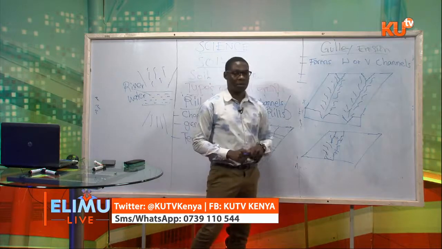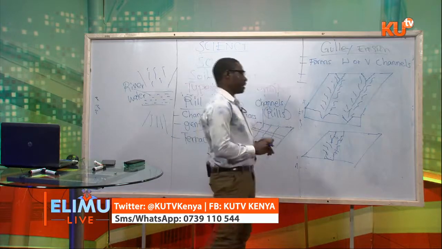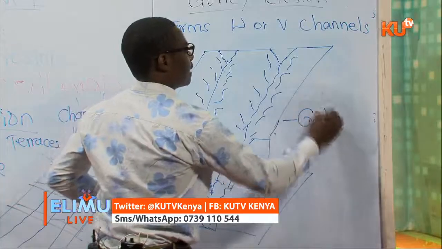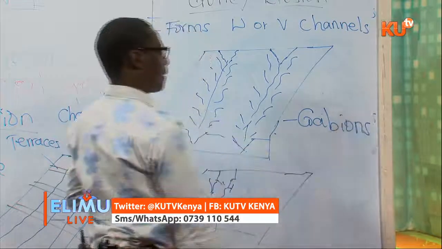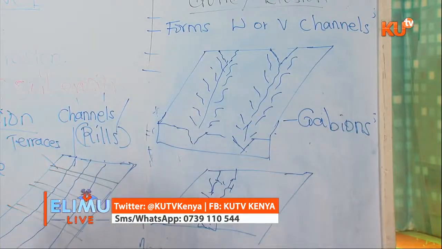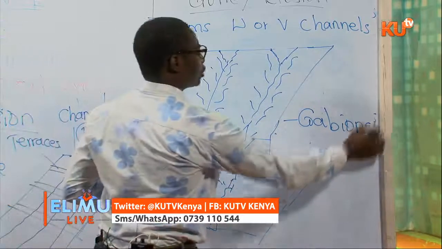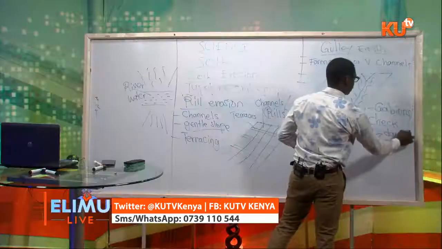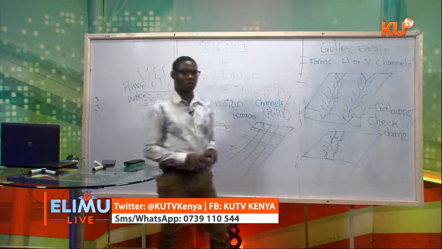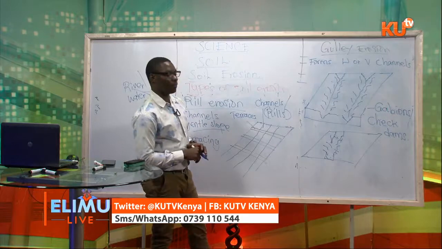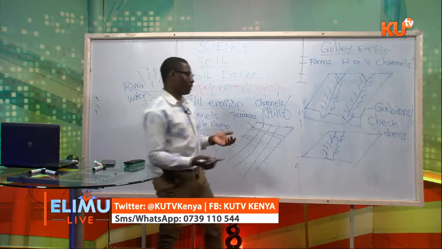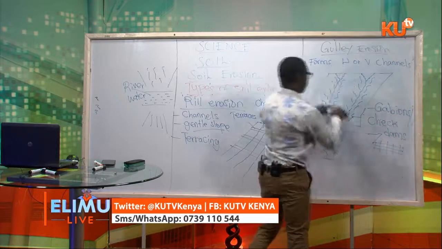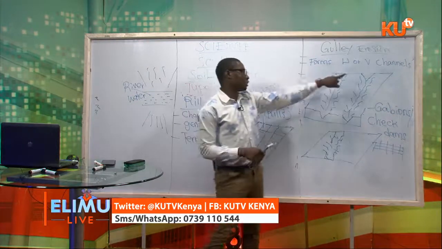And the best way to control gully erosion is construction of what we call gabions. Gully erosion is best controlled by construction of gabions. Gabions are also called check dams. Now, how are gabions constructed? They are constructed by taking a wire mesh, two wire mesh. So you put wire mesh on these channels, the U or V-shaped channels.